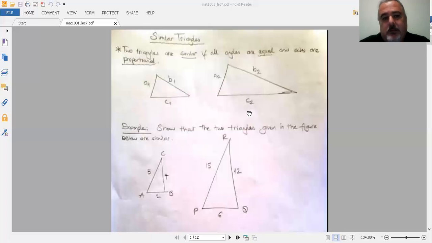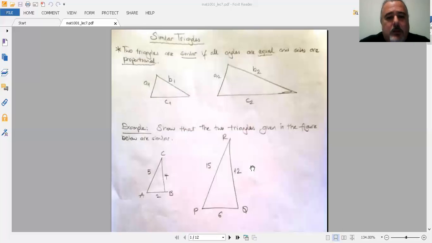are proportional. Means if A1 is 3, let's say A2 is 6. If B1 is 5, and the proportion is 1/2, B2 must be 10. If C1 is, for example, 6, C2 must be 12. And if this angle is 60 degrees, this angle should be 60 degrees. If this one is, for example, 40 degrees, this should also be 40 degrees. And same for the third one.